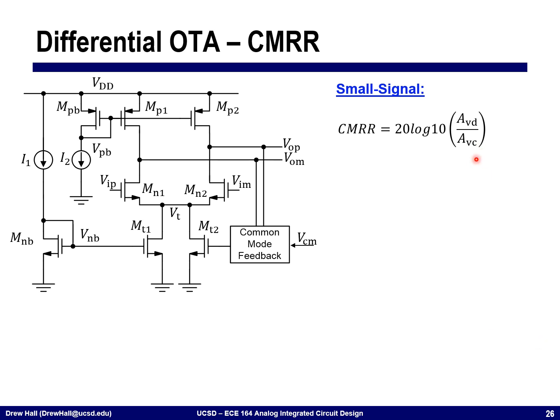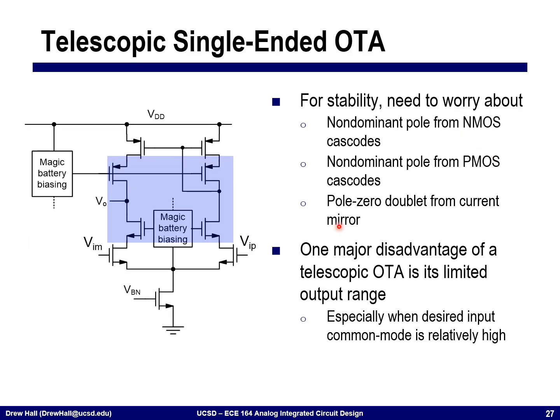So in terms of the common mode rejection ratio, the common mode rejection ratio is 20 log 10 of the differential mode gain divided by the common mode gain, which in our case would be infinite in this case. All right, so now that we have analyzed, I would say, the primitive and the most fundamental structures for a single-ended OTA as well as a fully differential OTA, I want to move on to some more advanced structures.